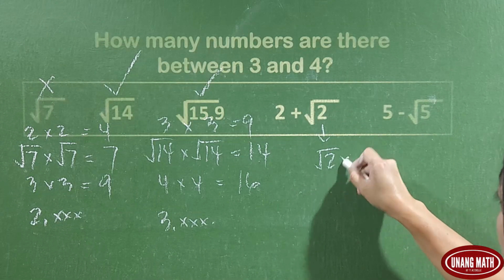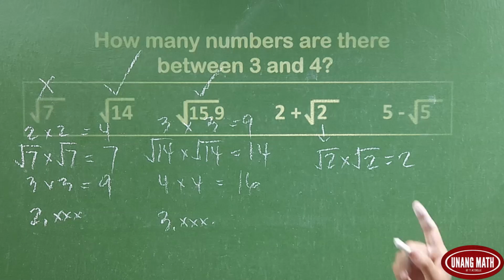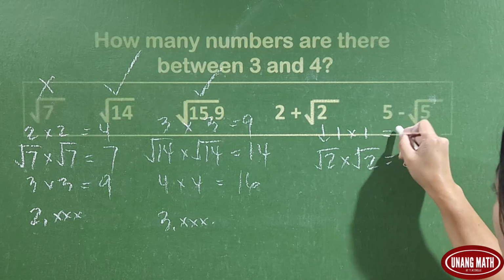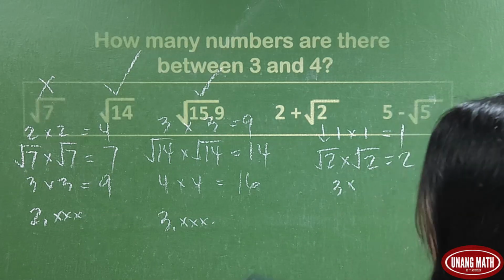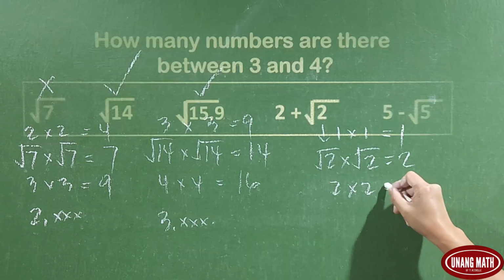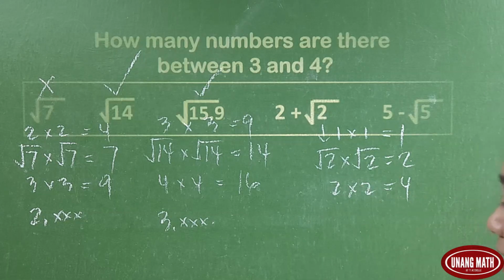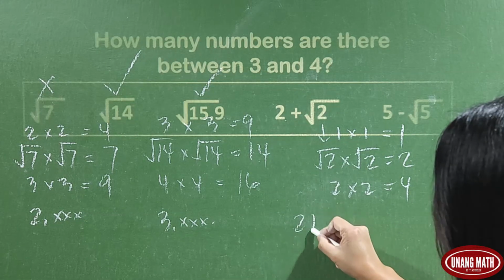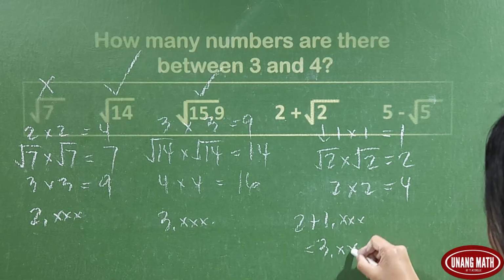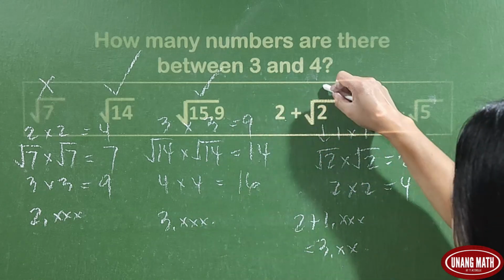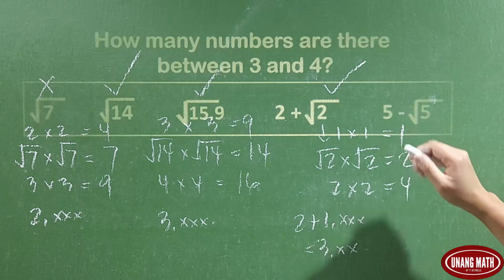For the fourth option, 2 plus the square root of 2. Square root of 2 means square root of 2 times square root of 2, which gives 2. Okay, let's find the near number. 1 times 1, we know that this is 1. 2 times 2, that would be 4. So square root of 2 is between 1 and 2. So we have 2 plus 1 point something. And this is 3 point something. So this is still between 3 and 4. So this is correct.